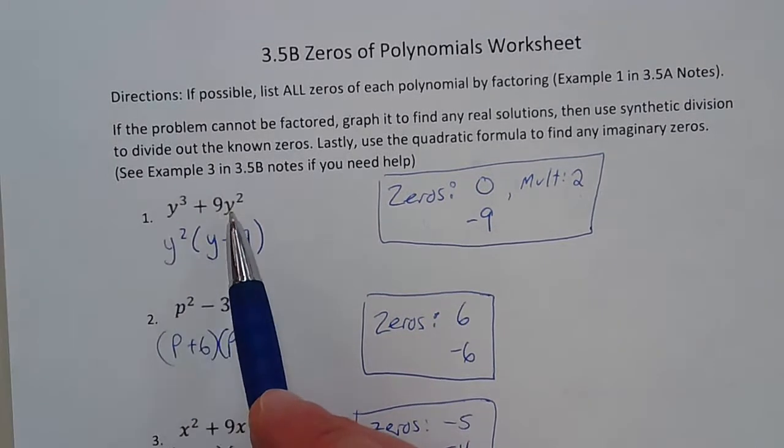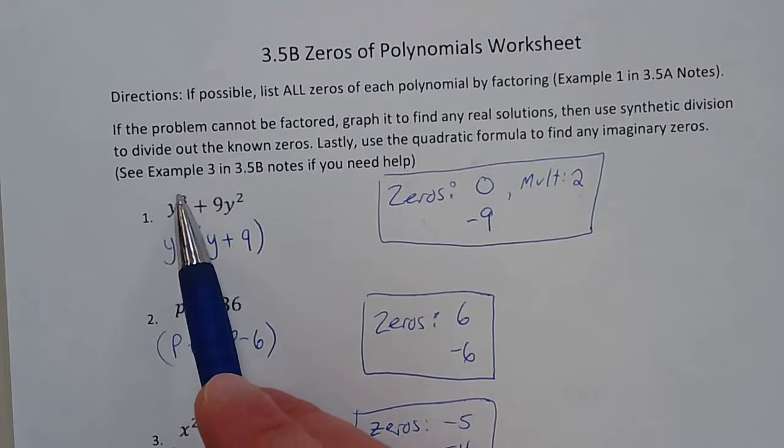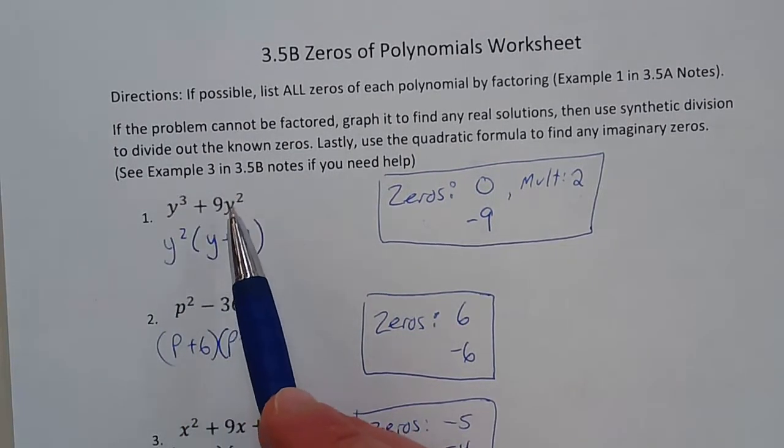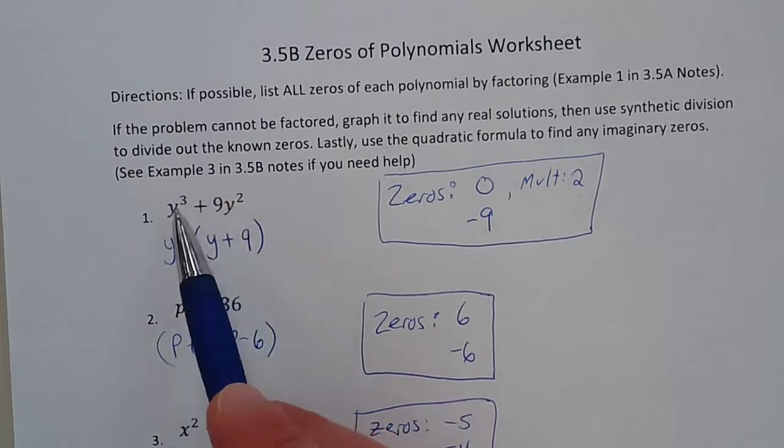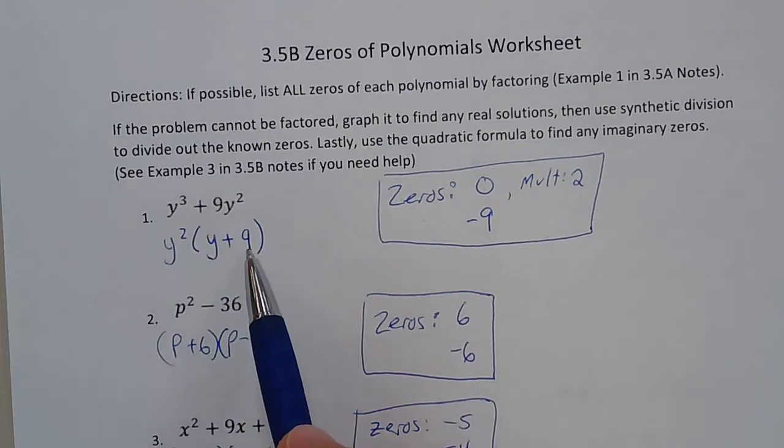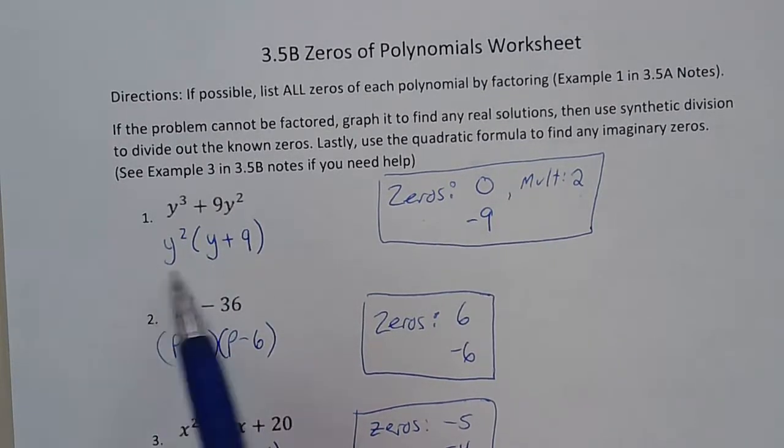So in this problem, there is a GCF. There's at least a y squared in each of these. So what I did is I went ahead and I pulled a y squared out of both of these. When I did that, I was left with just a y here and just a 9 there. And at that point, this problem is completely factored.